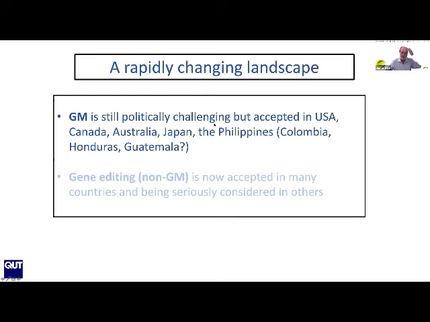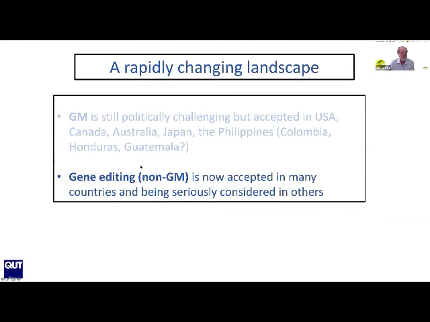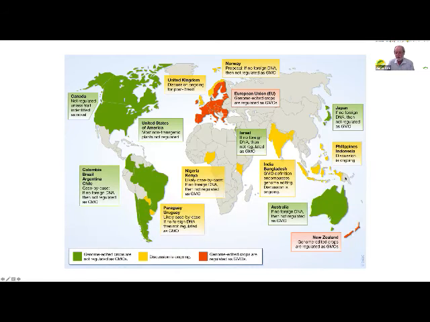So GM is politically challenging, but it's acceptable in the US, Canada, Australia, Japan, Philippines, probably Colombia, and I'm not sure about some of these other countries. Gene editing, non-GM gene editing, is now accepted in many countries and is being seriously considered in others. So this is a much more acceptable technology. And I'm going to finish with this slide.